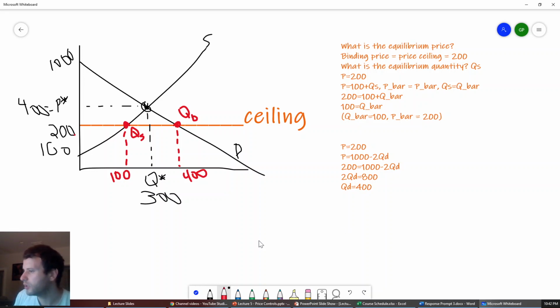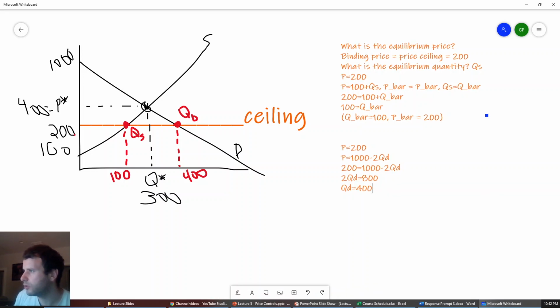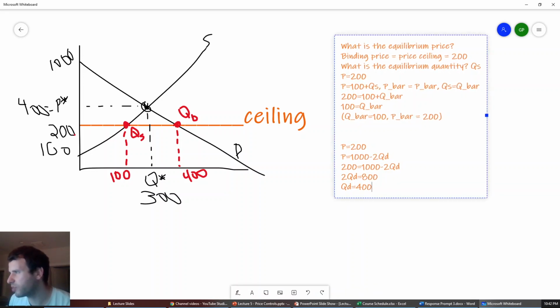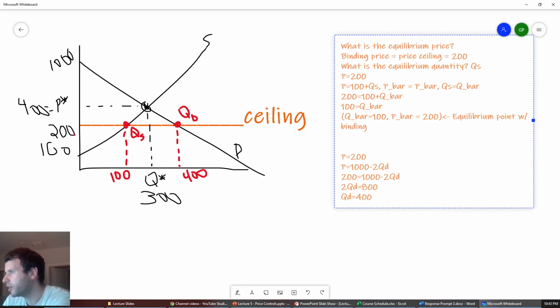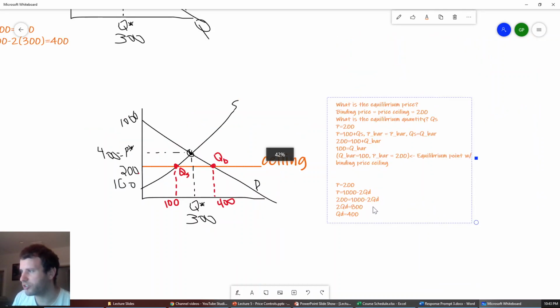So if I asked you, what is the equilibrium? The equilibrium is 100, 200. This is the equilibrium point with the binding price ceiling. Okay. What's the significance of 400? Well, on its own, it doesn't mean a whole lot.